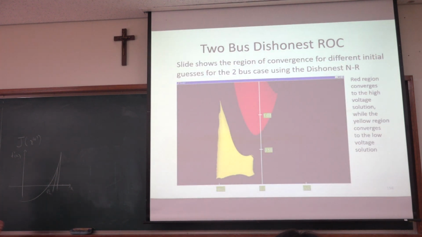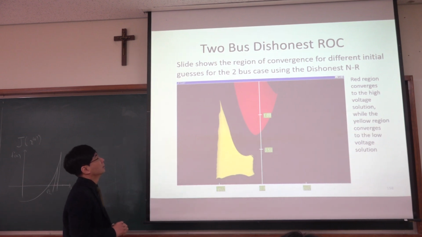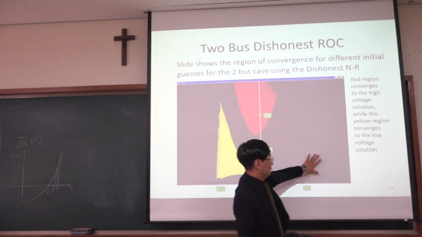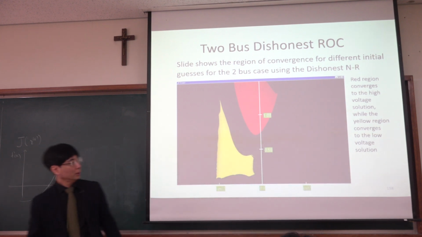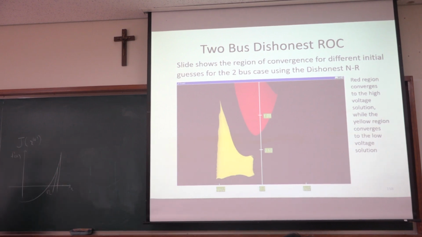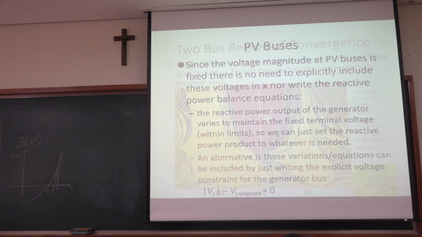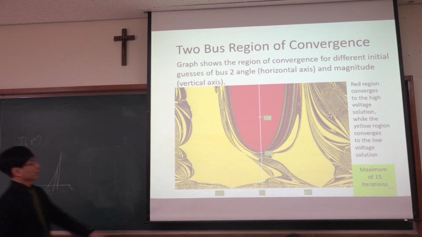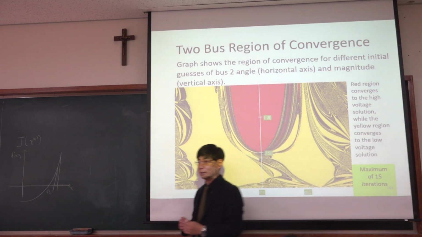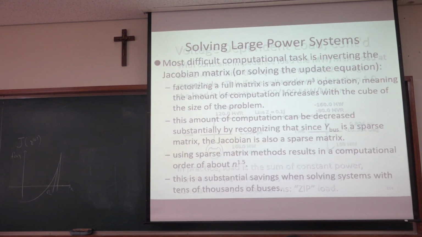So, your previous example about the two bus system, the region of convergence looks like this. High voltage solution, low voltage solution, and diverged case. Actually, it looks more robust than the previous case. I think this is quite interesting. How can we have this kind of beautiful pattern? In the case of dishonest Newton-Raphson, we cannot observe those patterns.